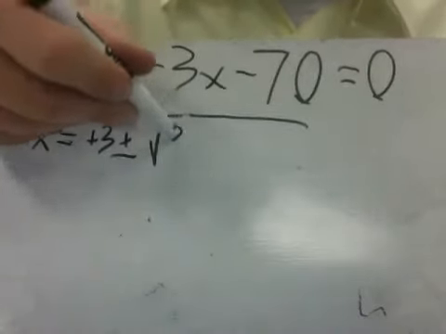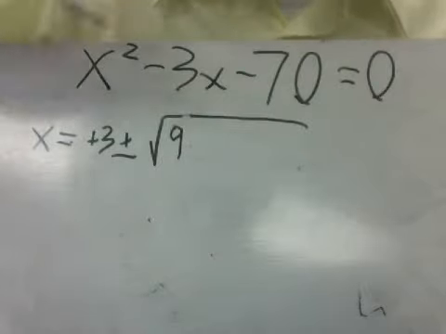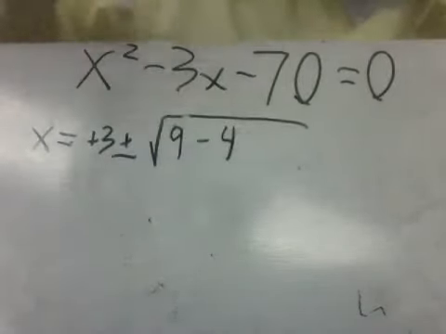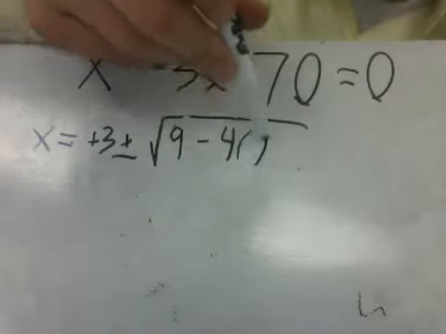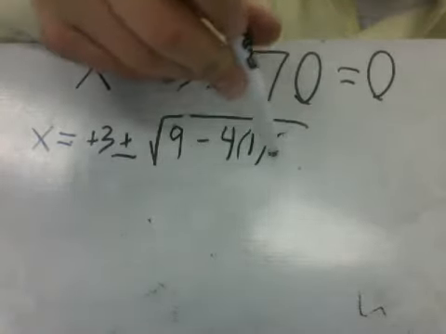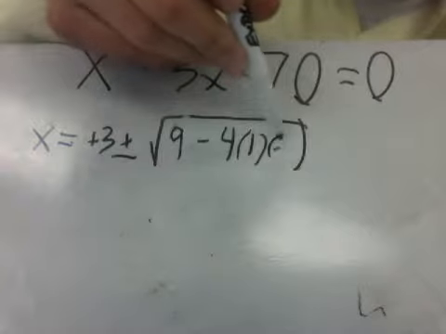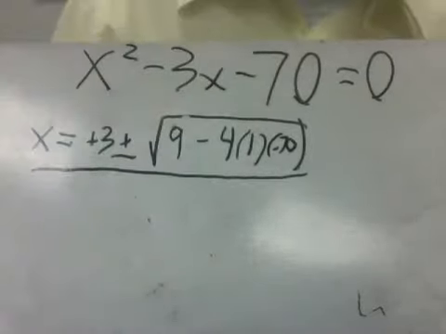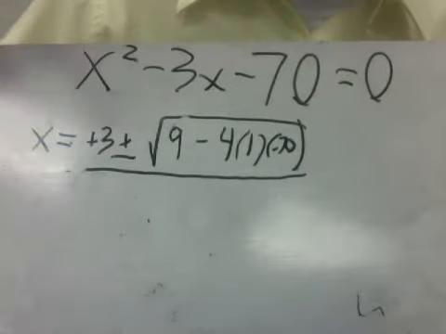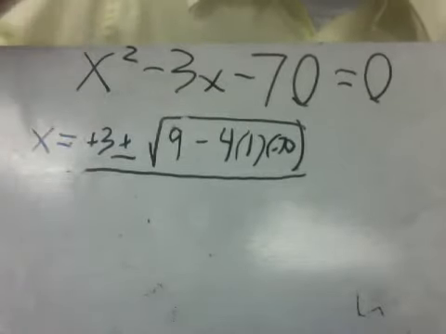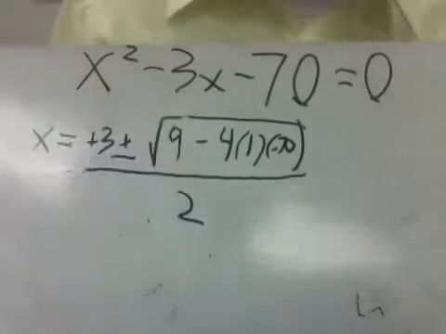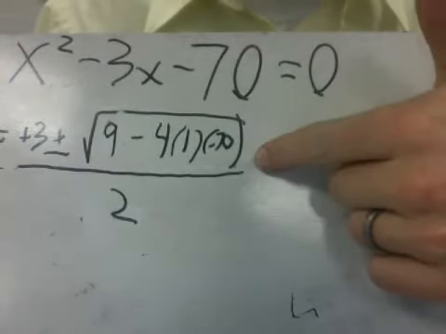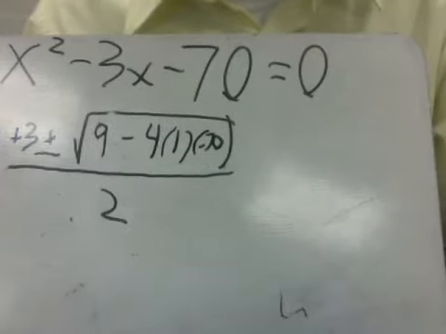Oh, whoops. You try writing upside down. b squared minus 4. My a value is just 1. And my c value is negative 70. And it's all divided by 2 times 1, which is just 2. Remember, my next step is to get rid of this big ugly part up here, and that's just a calculator problem.